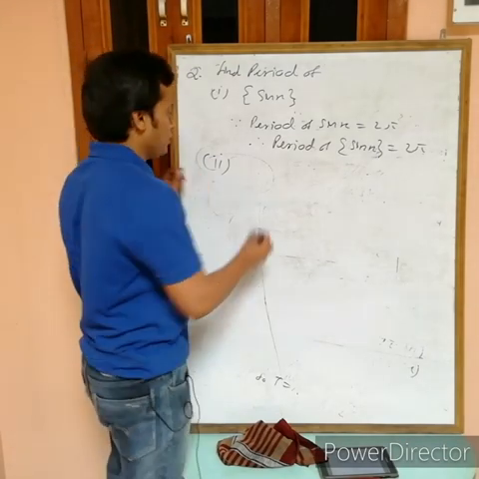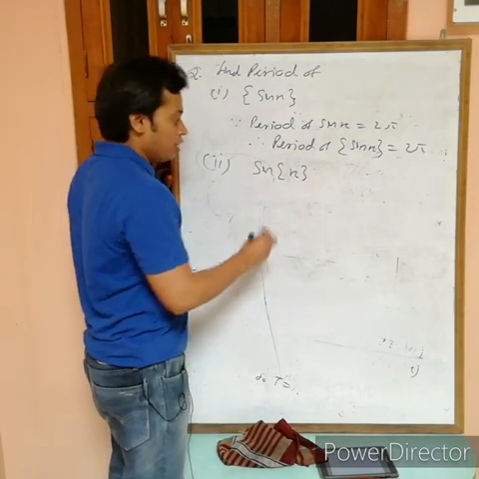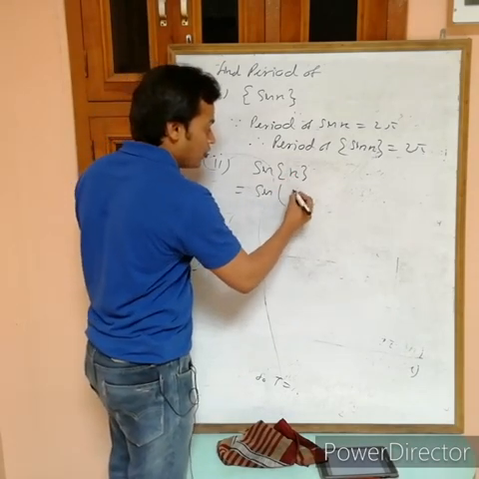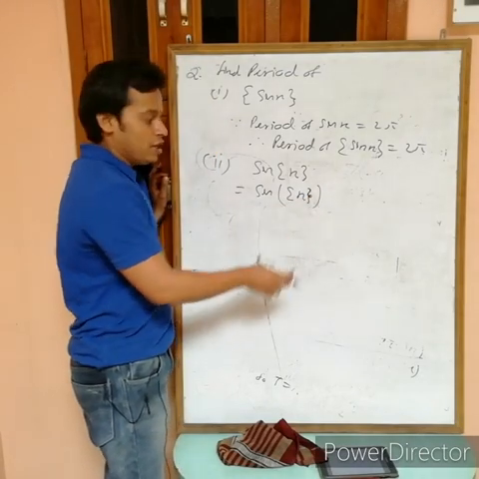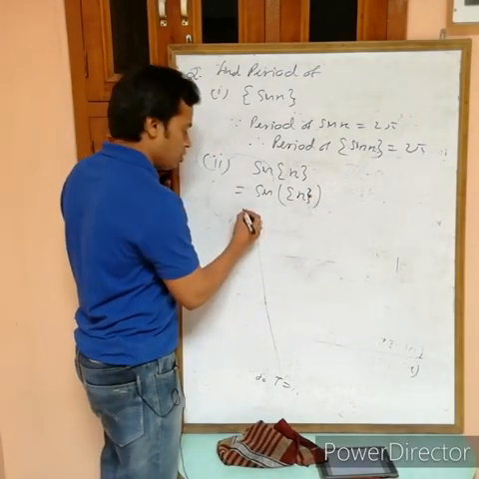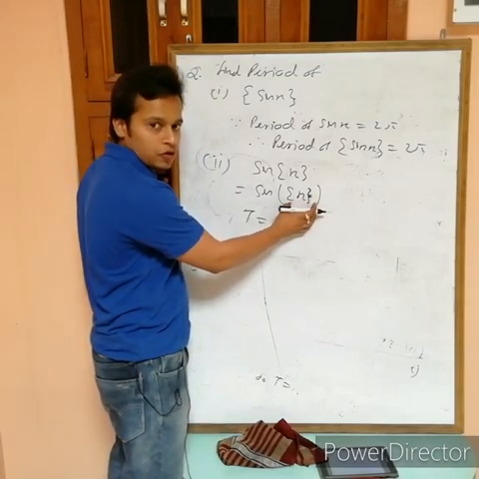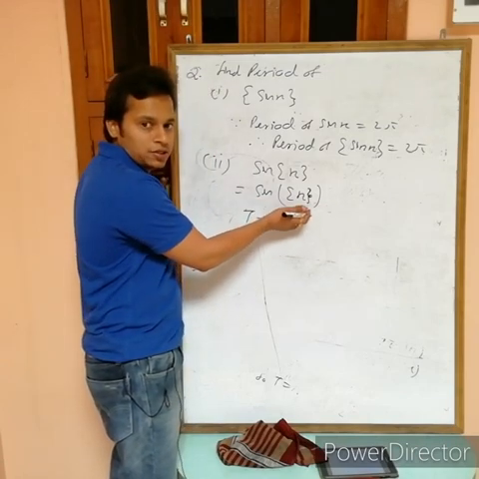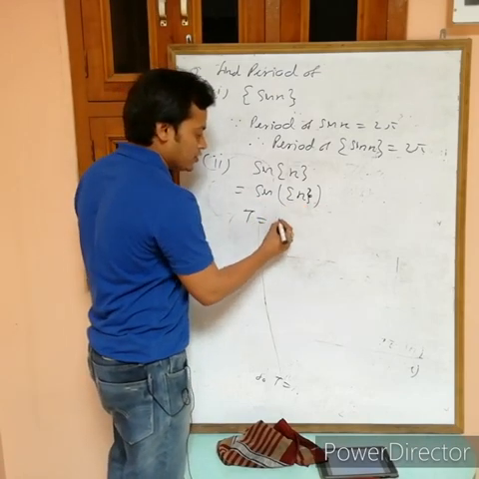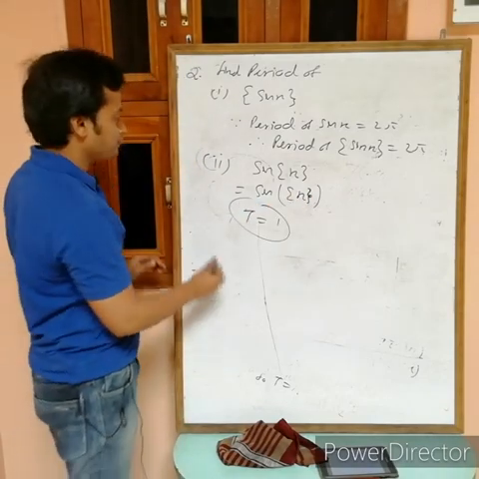So see, take that example, sine of the fractional part of x. Now the inside function is the fractional part of x, so take the period of this one. The period of the fractional part of x is 1. So when this repeats its value, then sine also will repeat its value. So the period of this one is 1, equal to the period of the fractional part of x.